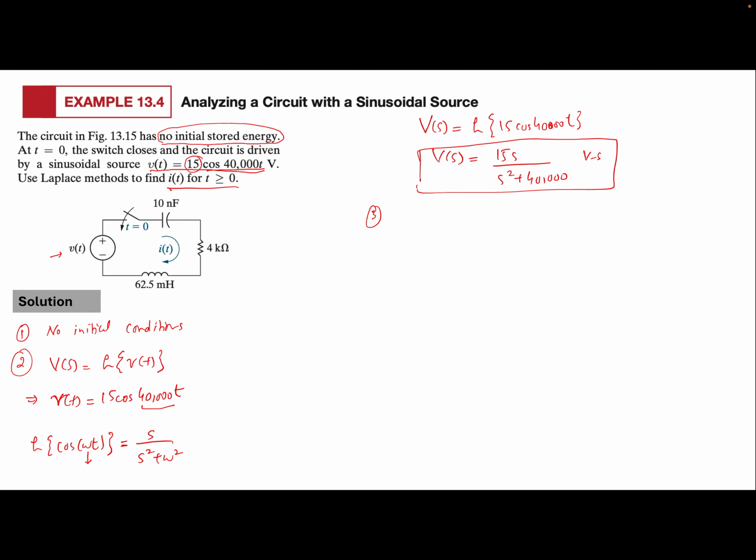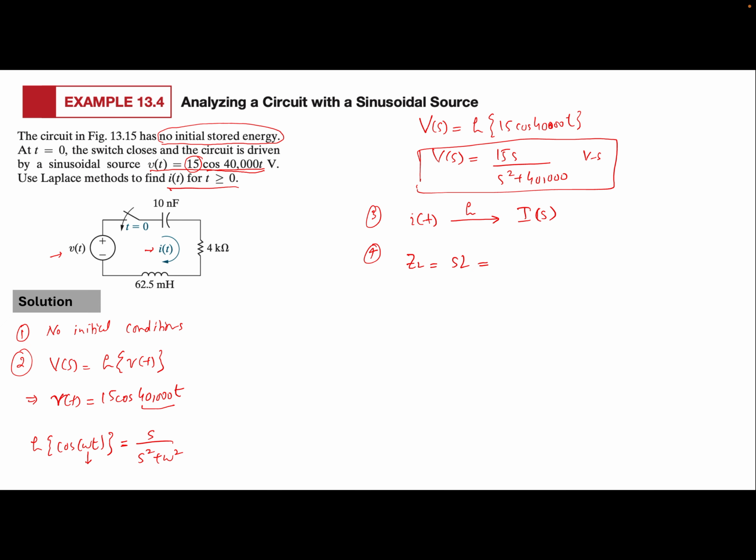The third step is that whatever current and voltage values are present, we need to transform them into the S domain as well. I just have this i of t, and this will be transformed to I of S in the Laplace domain. Step number 4 is to actually transform the circuit. Since there is no initial energy stored in the inductor or capacitor, I can model them by simple impedances. First I'm going to find ZL, which is sL.